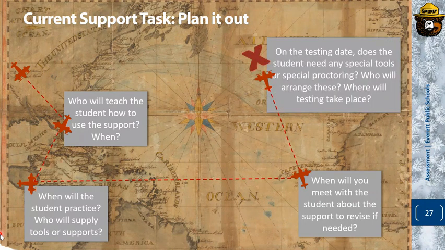On that testing date, does the student need any special tools or special proctoring? Is there a physical item or a person that needs to be arranged for? Who's arranging them? Where are they going to take the test? If you have a student who needs to have it projected on a big screen, where's the room where the big screen isn't visible from the door, that's accessible on that day, that has good internet, and that will have a proctor who could do that? Details, details, details.